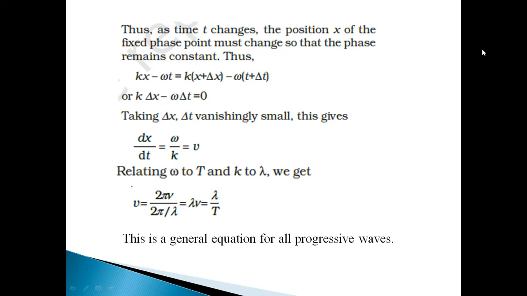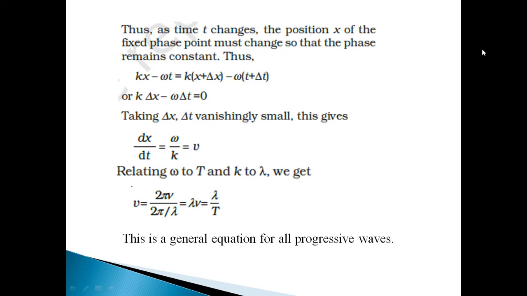So if k into delta x minus omega into delta t equals 0, then k into delta x will be equal to omega into delta t. Now, in the limit delta t tending to 0, we can write it as dx by dt equal to omega by k, and this is equal to velocity or speed.